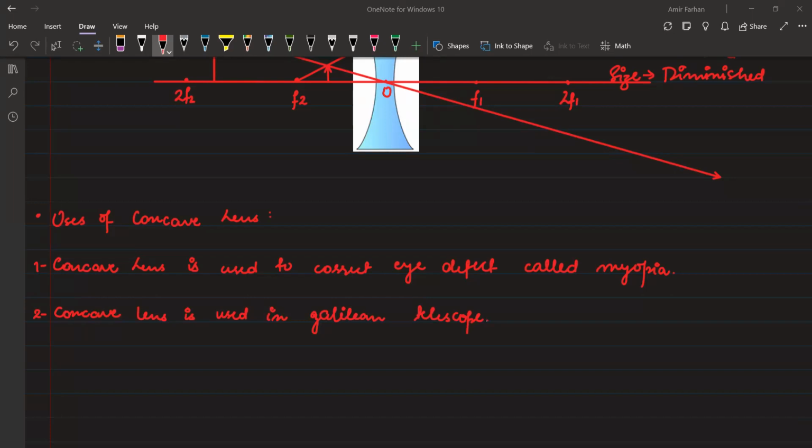Sir, what is Galilean? Okay, so only two uses of the concave lens are enough. So what is a Galilean telescope? Dear, a Galilean telescope is a kind of telescope that we use to see celestial objects. So it's a type of telescope.